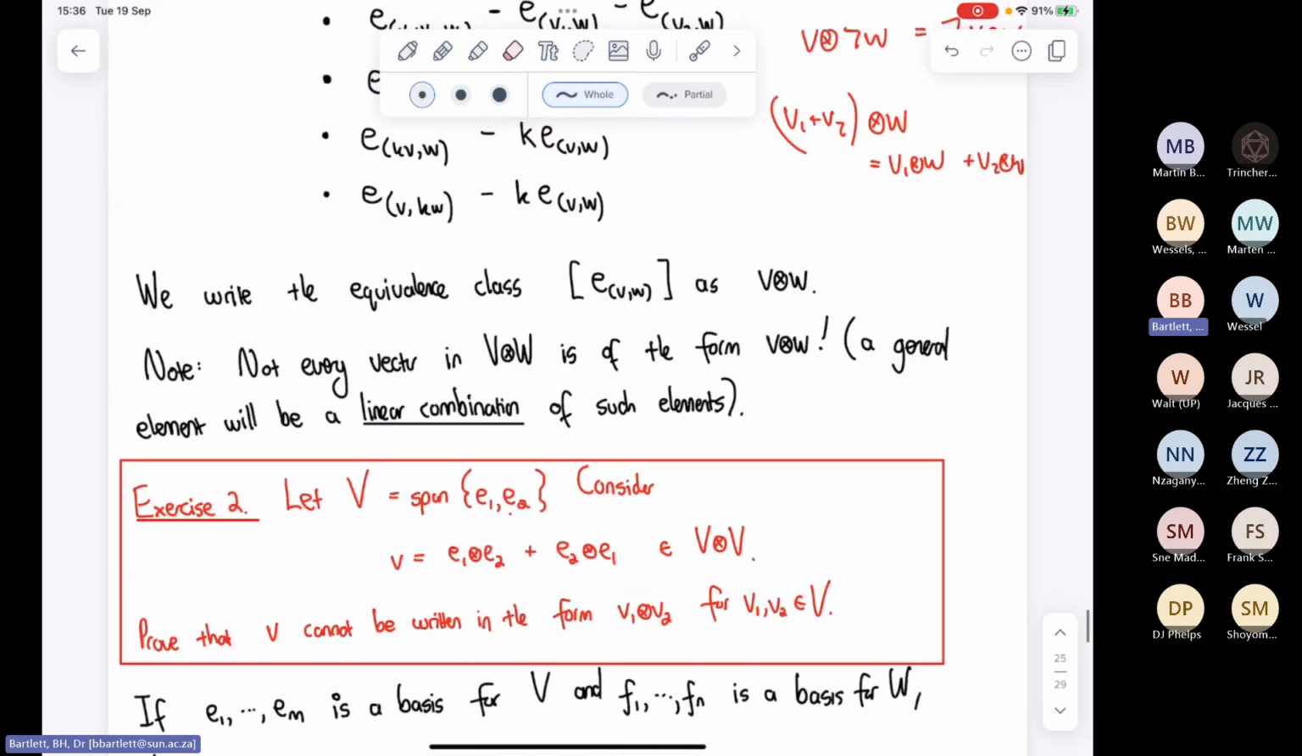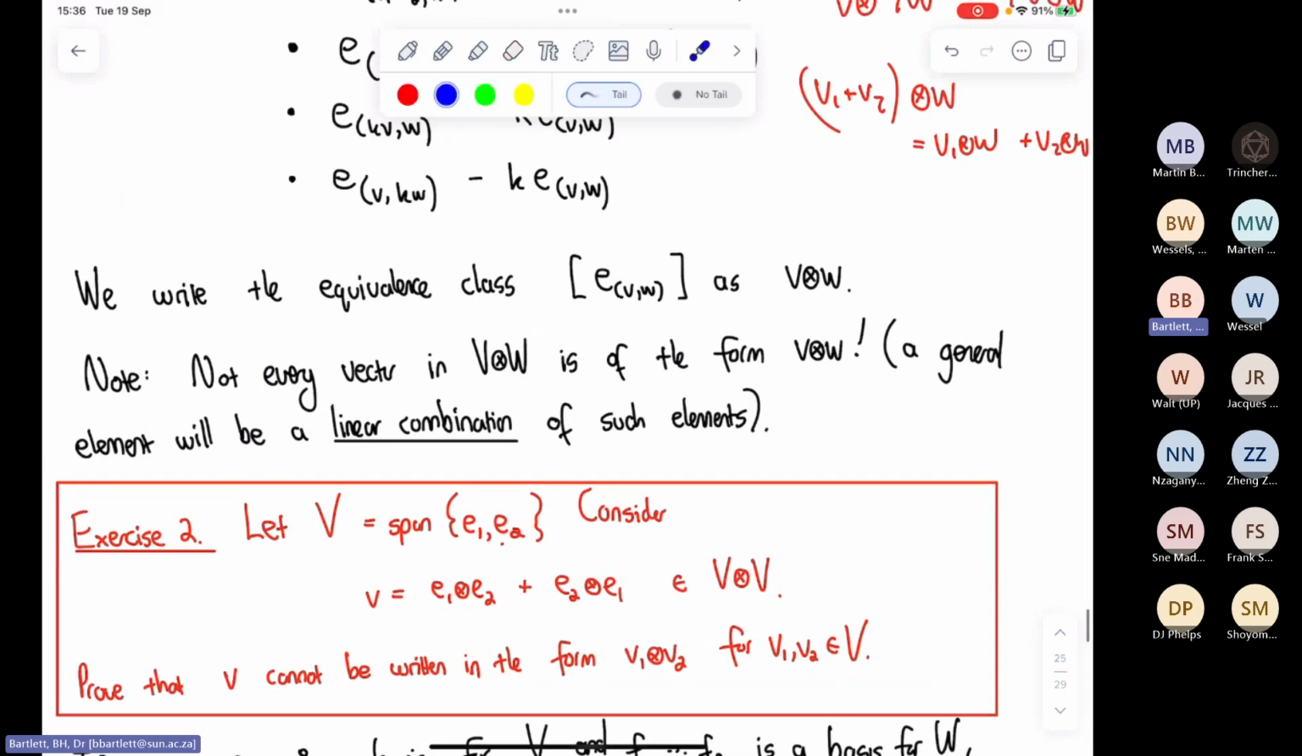So one thing to bear in mind is that not every vector in the tensor product of two vector spaces is of the form V tensor W. Okay, this is something to understand about tensor product spaces. It's not like the Cartesian product of the vector spaces, right? You know that the Cartesian product of vector spaces is also known as the direct sum of vector spaces. There, the elements are just pairs, V comma W. So every element in the Cartesian product is just of the form V comma W. But every element in the tensor product is not of the form V tensor W. There's more elements in there because you can take linear combinations of such elements.